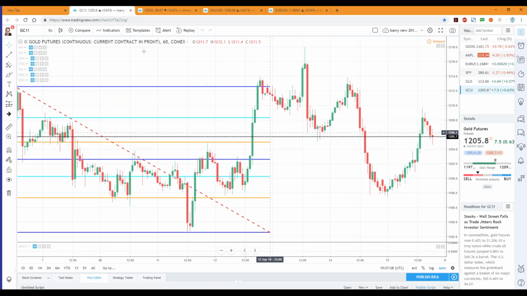Because candlesticks are about the size and the shape of the candle, where it sits in relationship to the trend line, and how it sits in connection with the previous candle, the current candle, and the candle after that.